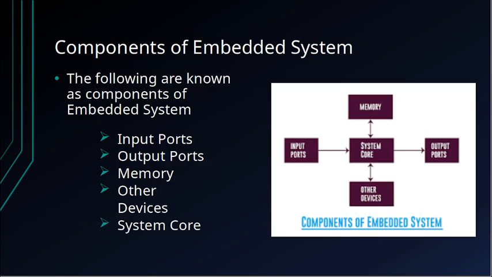Let me give about the components of embedded system. Mainly we can consider these input output ports, memory, other devices and system core are the components of the embedded system. Input is nothing but sensors and output is nothing but actuators for an embedded system. Memory is where the program or the code is stored for an embedded system. Other devices are known as peripherals here. System core is the main for the embedded system, like microcontroller or microprocessor, FPGA. All these are the examples for the system core of an embedded system. So input ports, output ports, memory, system core are the components of the embedded system.